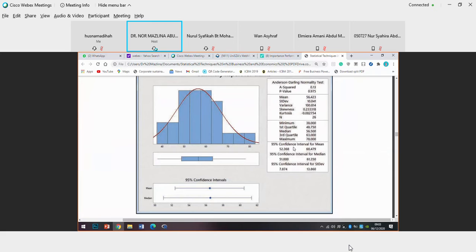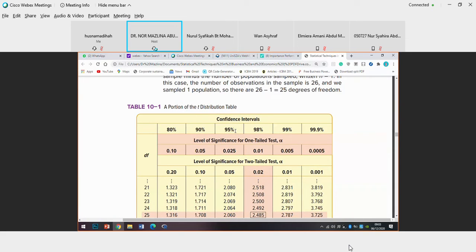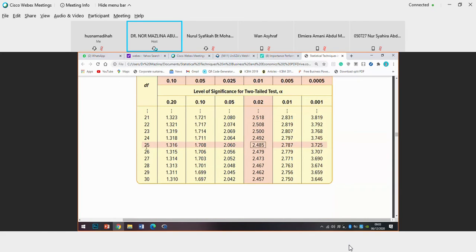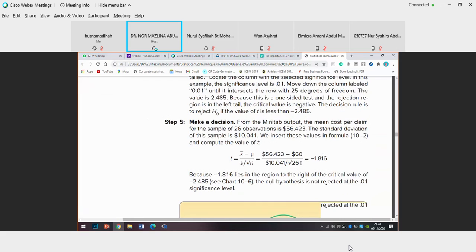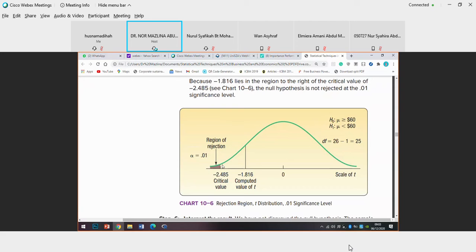Okay, and then using the t-distribution table at the back of the book. Dia mudah sebab awak boleh tengok level of significance either at one tail or two tail. So in this case, one tail, 1%. Jadi ingat tak? 26 tolak 1 adalah 25. Iaitu 2.485. Okay, so you got your T as negative 1.816 and your critical value is negative 2.485.